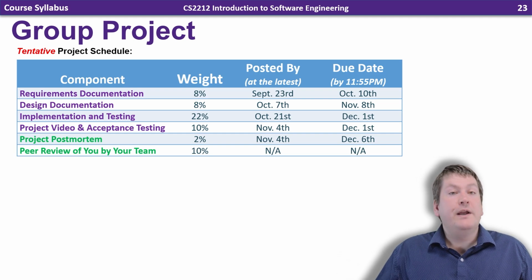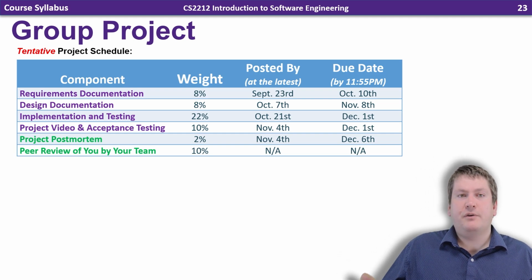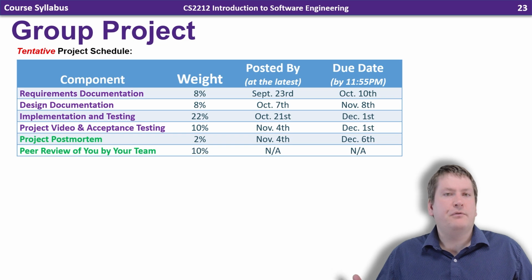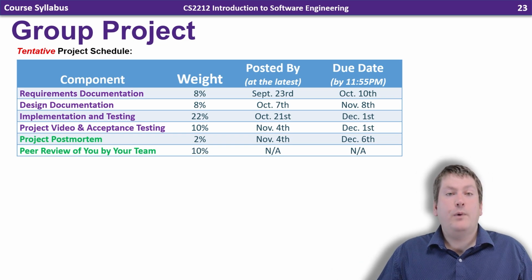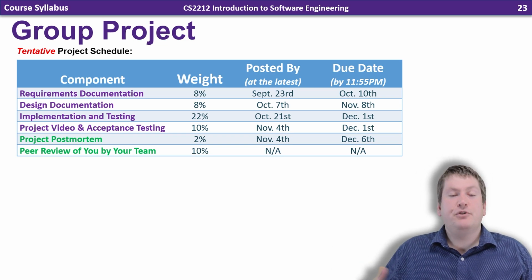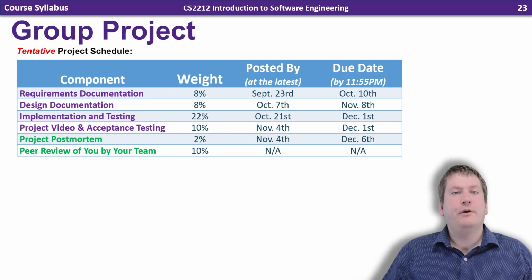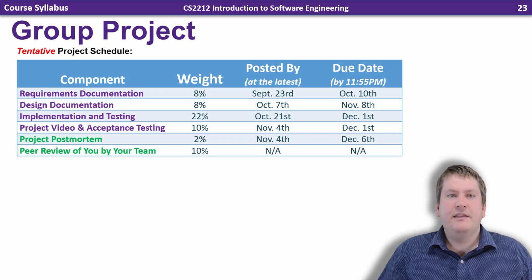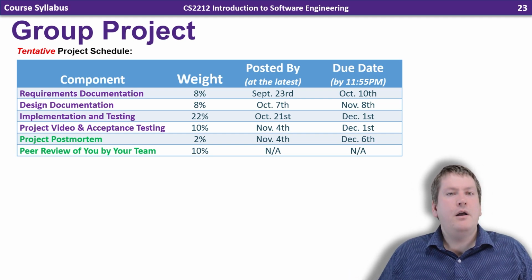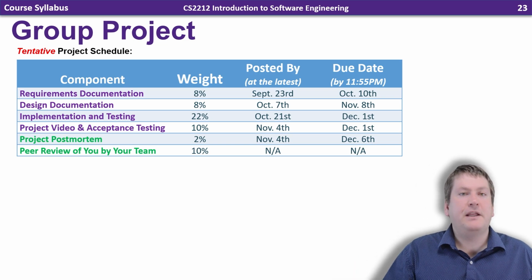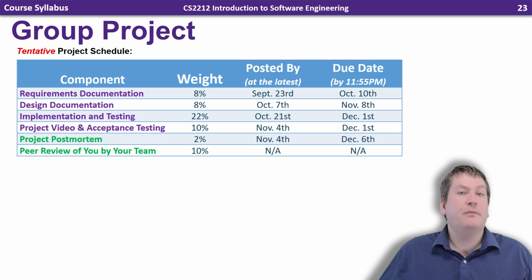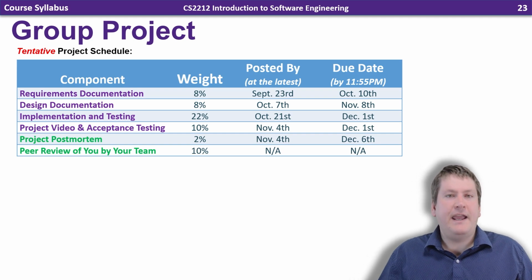Then there's also 2 individual components. A project postmortem, this is where you sort of review your other teammates, as well as another team, and write up a short description of how the project went for you, how you think you could do better. The next one is the peer review of you by your team. So this isn't something you have to do. This means that 10% of your grade is going to be based on the peer review that your team gave you.